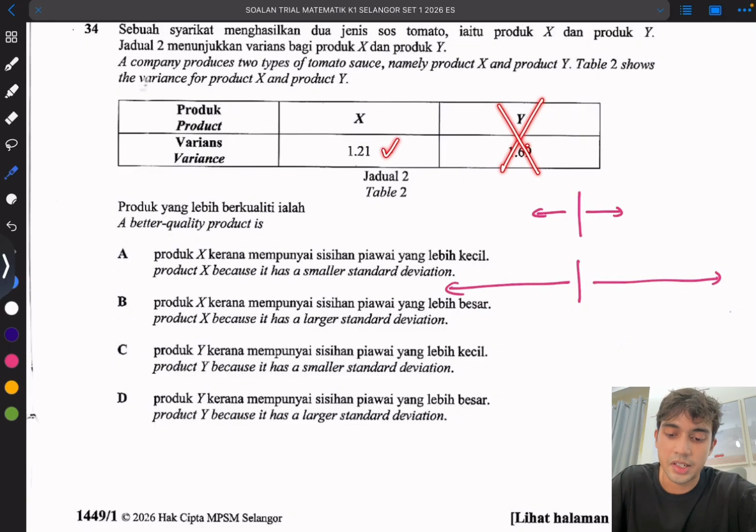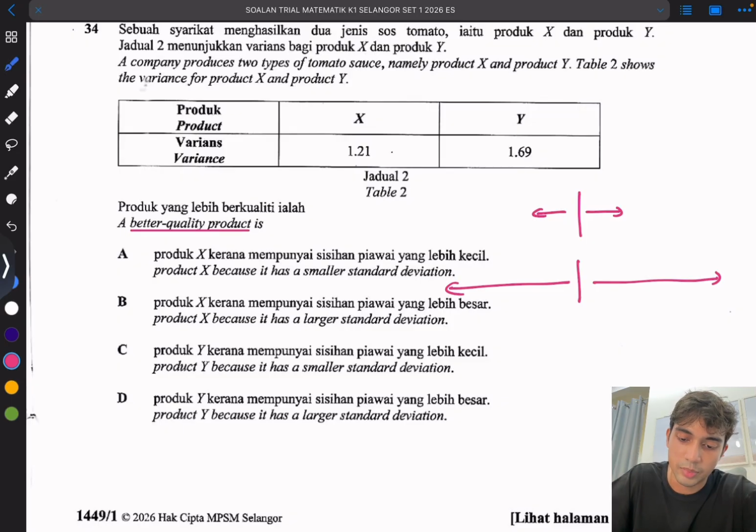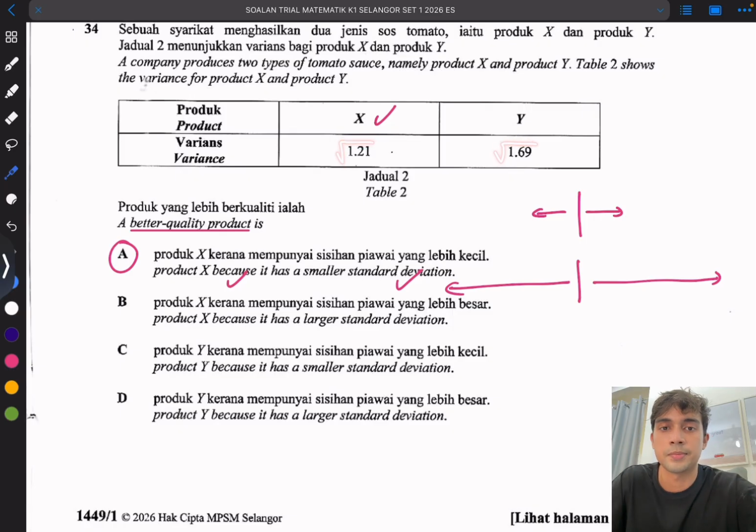The smaller the variance, the better. That means it's very close to the mean value. So the better quality product is product X because it has a smaller standard deviation. Okay, standard deviation is just the square root of the variance. That's it. So this is the standard deviation, how far it deviates from the mean. Done.